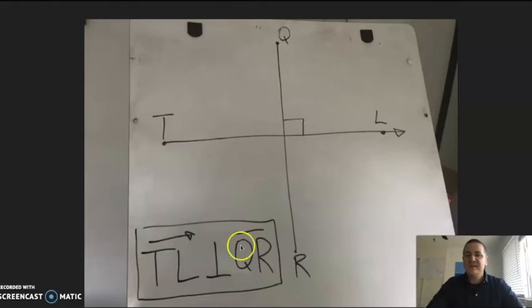Another way we can tell is by the symbols down below here. We've got ray TL is perpendicular to, this is the symbol for perpendicular, and the line segment QR. So if we were to say this as a sentence, we would say ray TL is perpendicular to line segment QR. I bet if you look around your house right now, you could find all sorts of perpendicular lines. You can do that after the video.